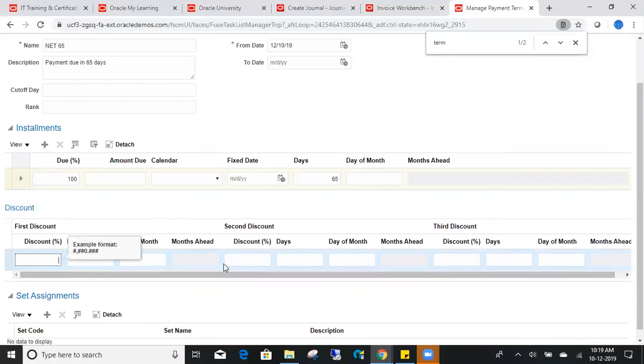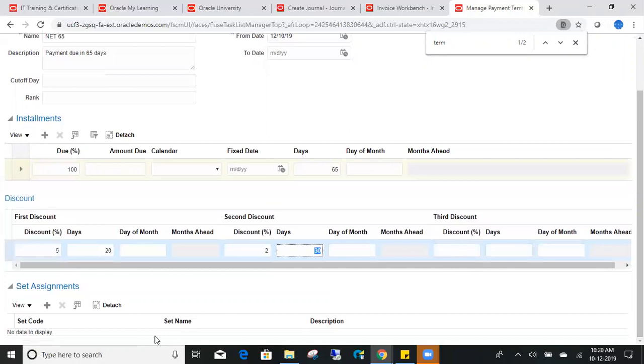They have a different discount layer here. So if I say I'm giving a 5% discount if you pay my payment within 20 days, and I'm giving a 2% discount if you pay within 30 days. Totally you can pay within 65 days. Within 20 days, if you are paying it, you will get a 5% discount. If you are paying within 30 days, you will get a 2% discount. That is the use of this discount feature.